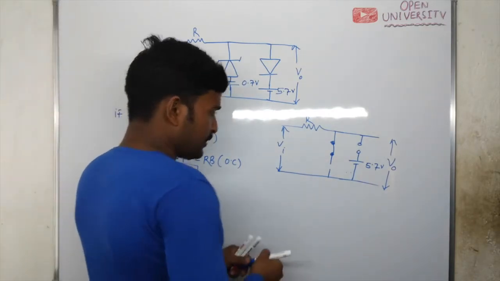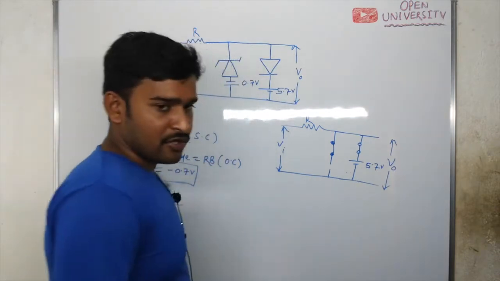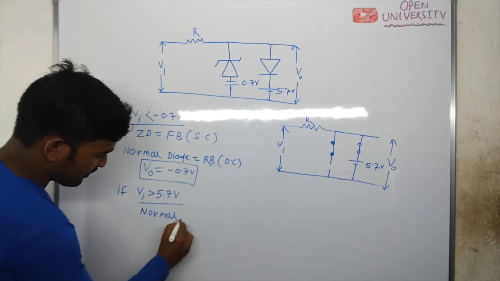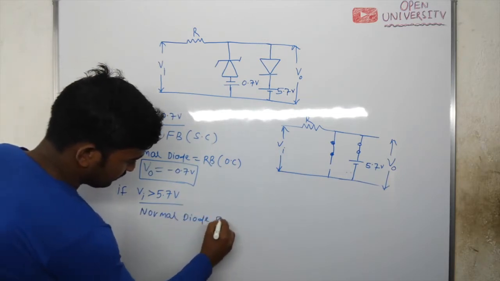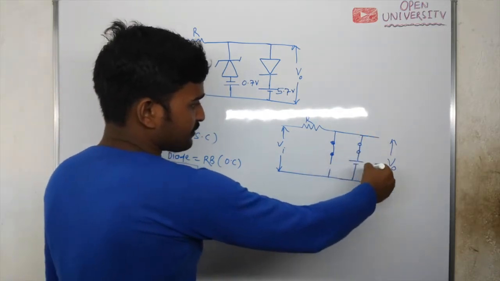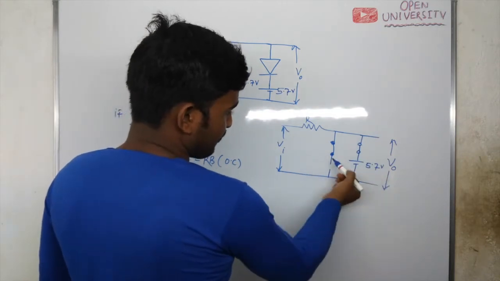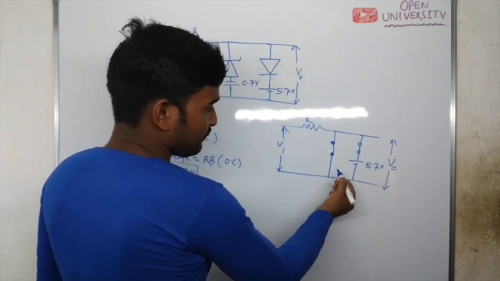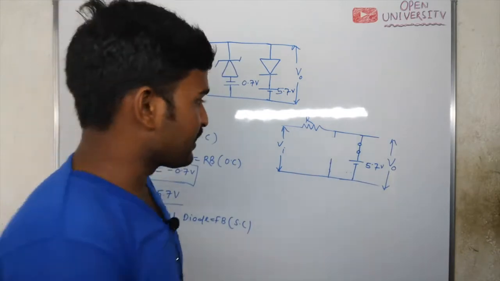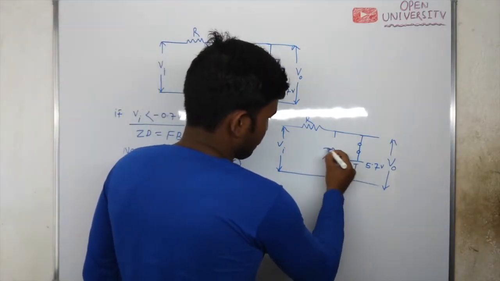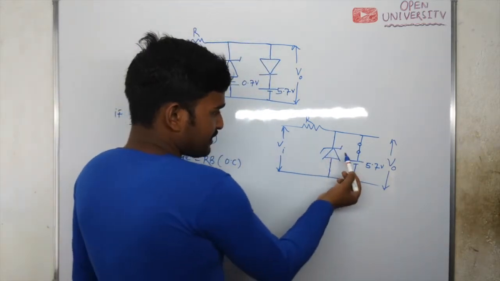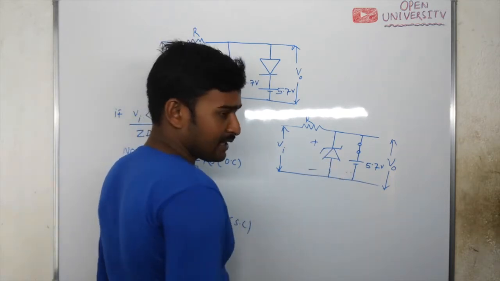Now your normal diode becomes forward biased, and it is becoming short circuited. So I am short circuiting this normal diode. So how much voltage across the zener diode? I will not consider the cut-in voltage. You see, this is your zener diode. Now your zener diode is reverse biased because the positive sign is on this side and the negative sign on this side.